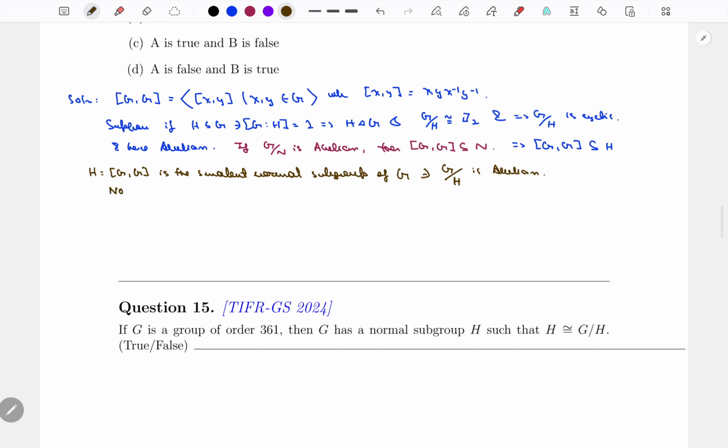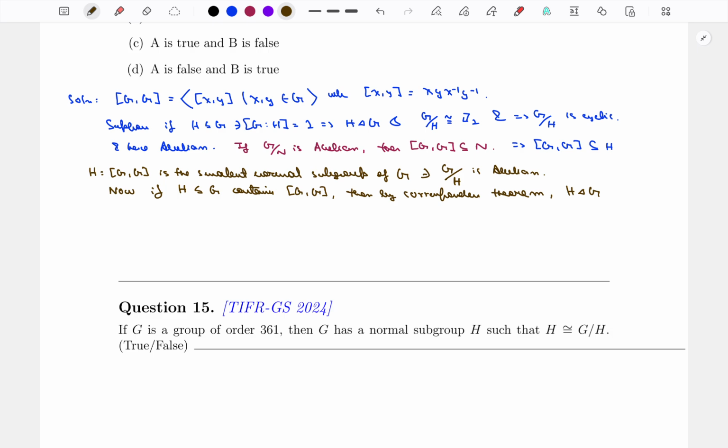Now if H is any subgroup of G containing this, then by the correspondence theorem, what should you have? That H is normal in G. That should be the answer, right? Because normality is preserved in the correspondence. So did I talk about the correspondence theorem during the theory lectures? I don't think so, right?